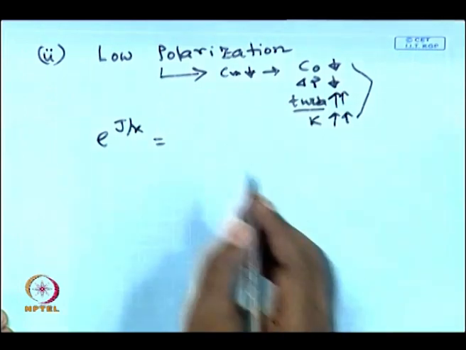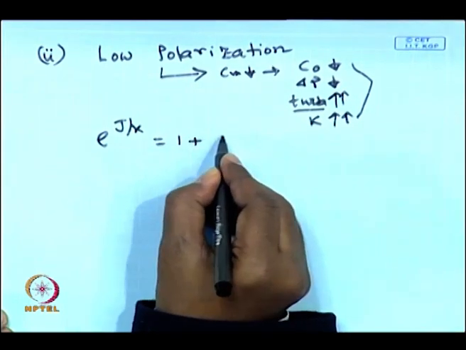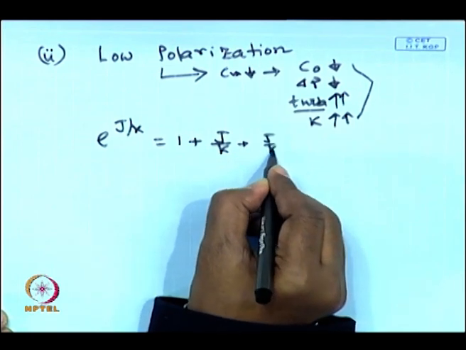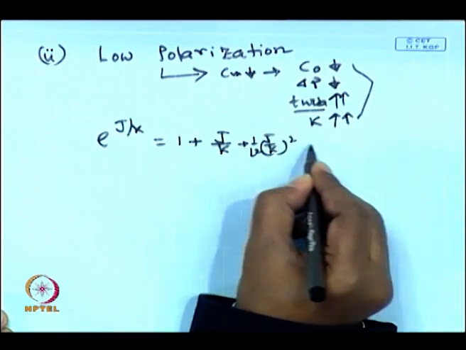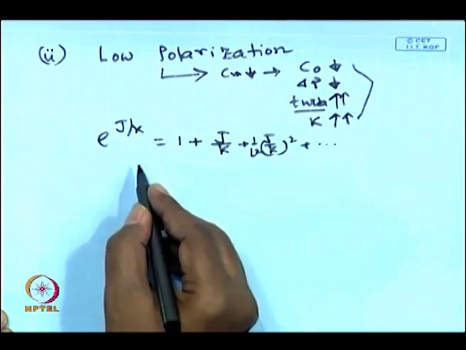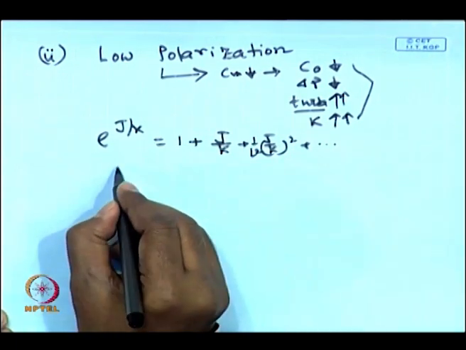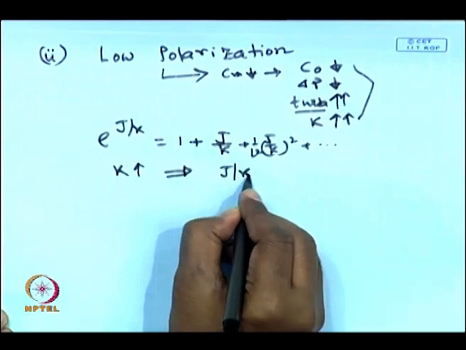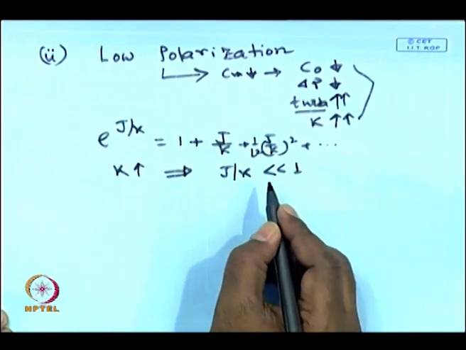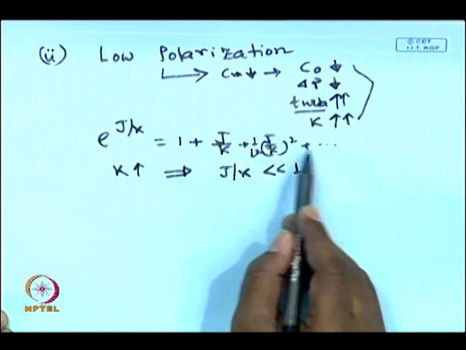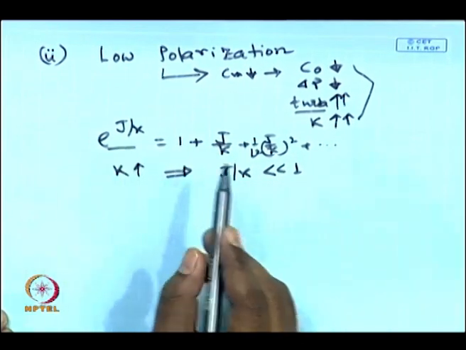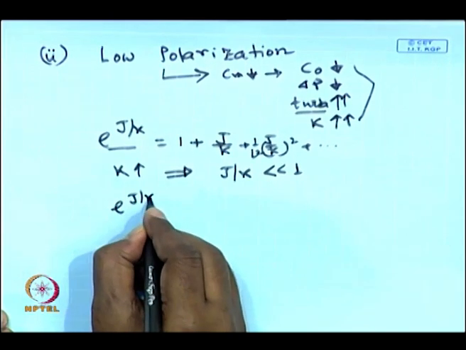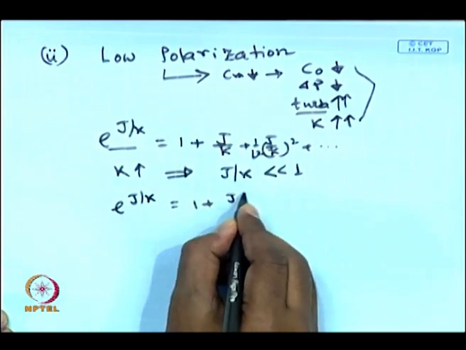expanded in an infinite series: 1 plus J by k plus (J by k) square by factorial 2 plus higher order terms. Since the mass transfer coefficients are pretty high, it can happen that J by k will be much less than 1. In this case, we can neglect the higher order terms, and this expansion is valid, and one can have e to the power J by k as 1 plus J by k.